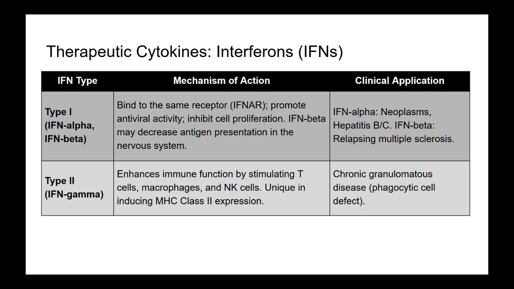Type 2 interferon, which is interferon gamma, binds to a different receptor. It enhances immune function by stimulating T cells, macrophages, and natural killer cells. Interferon gamma is unique among interferons because it can induce the expression of major histocompatibility complex class II molecules. Additionally, it can increase the expression of tumor necrosis factor alpha receptors. Its clinical application includes the treatment of chronic granulomatous disease, a condition characterized by a defect in phagocytic cells.